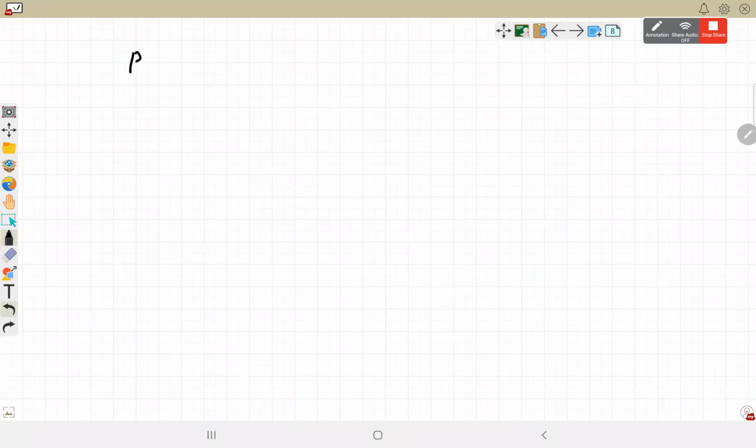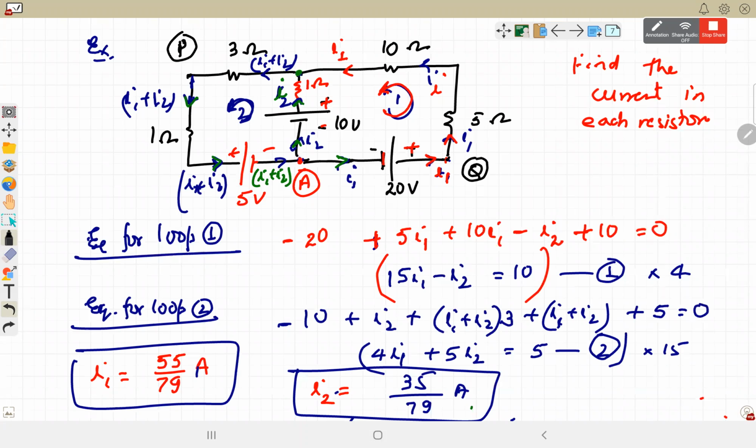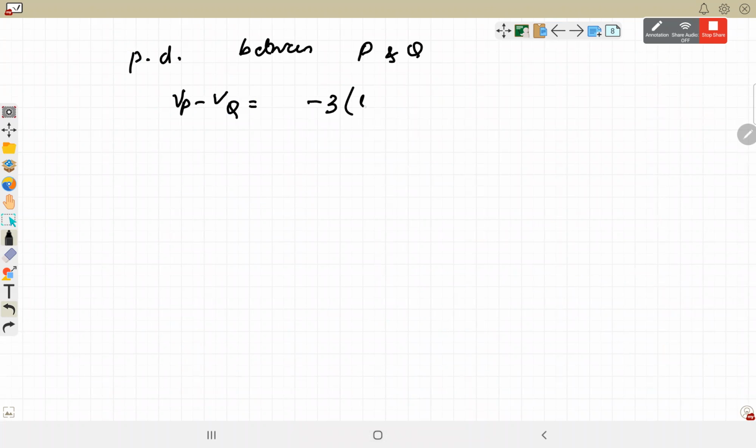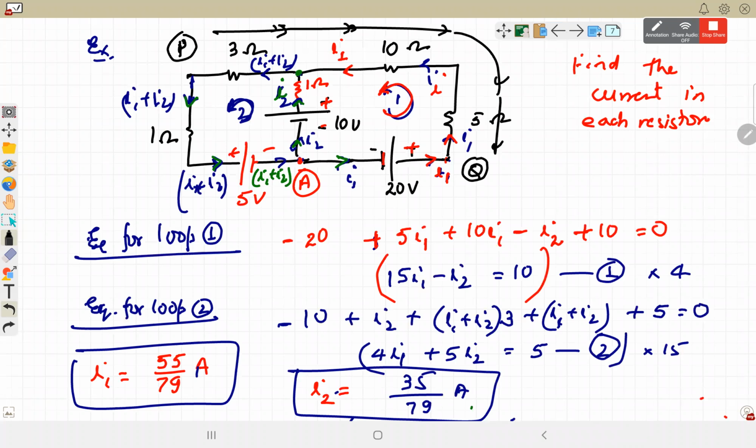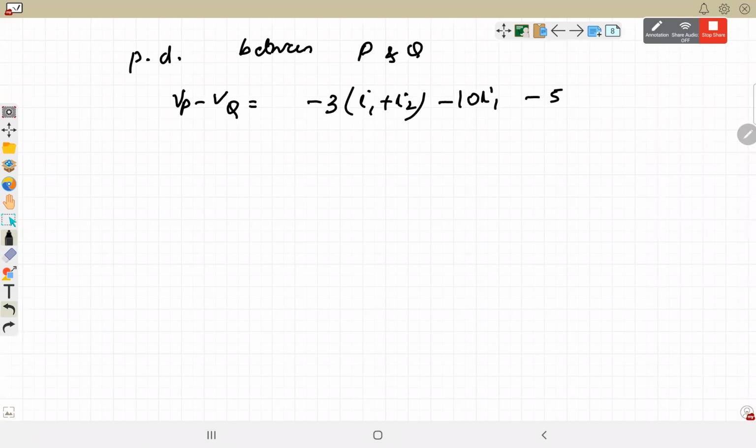पहले हम current calculate करेंगे. Current calculate करने के बाद we will write the equation of potential difference exactly similar to the sign convention. Start from P and move towards Q. So we are crossing the first resistance opposite to the current. It will be -3 times I1 plus I2. Second resistor again minus opposite to the current, so -10 I1. And third resistor is again opposite to the current, so -5 I1.